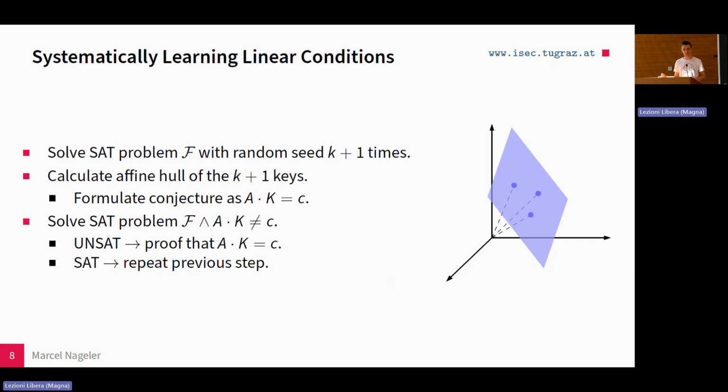And if the SAT solver says this problem of finding a counterexample is unsatisfiable, we know there is no counterexample, so we have a proof that the key must be within this affine hull. And if we get a counterexample, then we can just add this key to our set of keys, calculate the affine hull again, and try again. At some point, it will stop, either because the affine hull is full dimension, or because there is no counterexample.